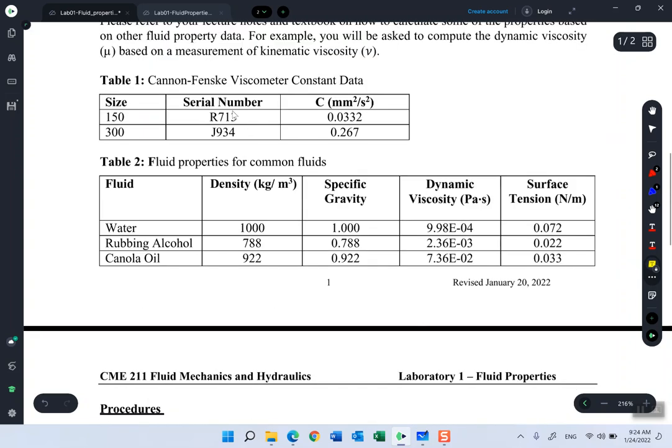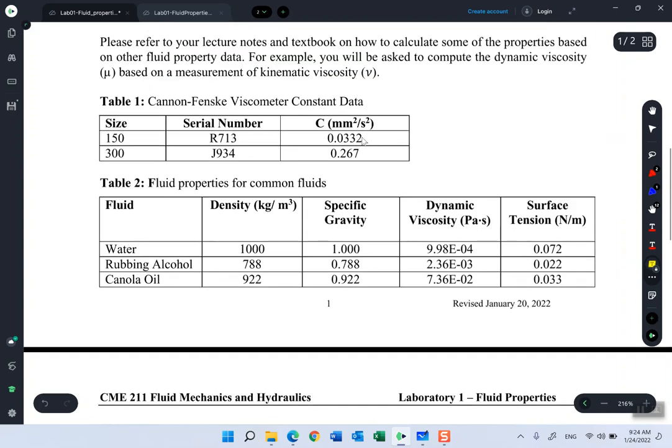Once we get that time, we will use table number 1 to multiply the time by the constant to finally get the viscosity. As I said, we are going to do that step by step, but this is a general overview of the lab.